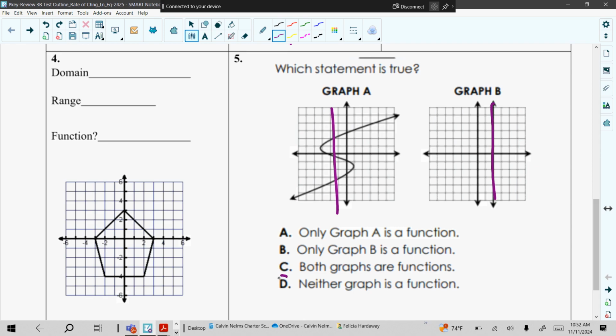The answer here is D, guys. Neither graph is a function. Graph A does not pass the vertical line test. It touches at 3 different spots. And graph B, it's vertical, so it touches at every spot. So yes. All right. Go to the next page.